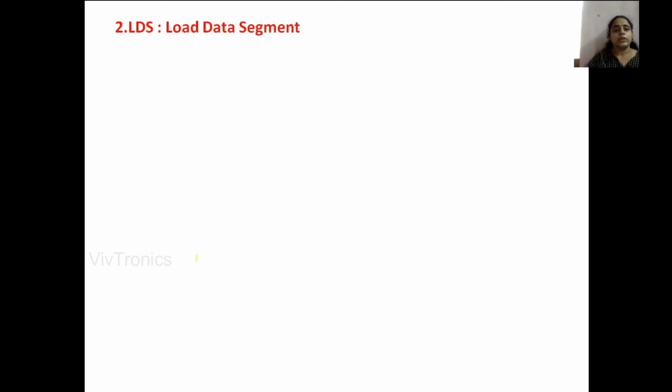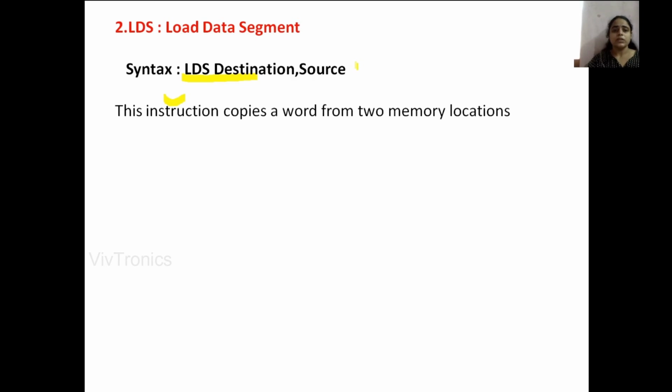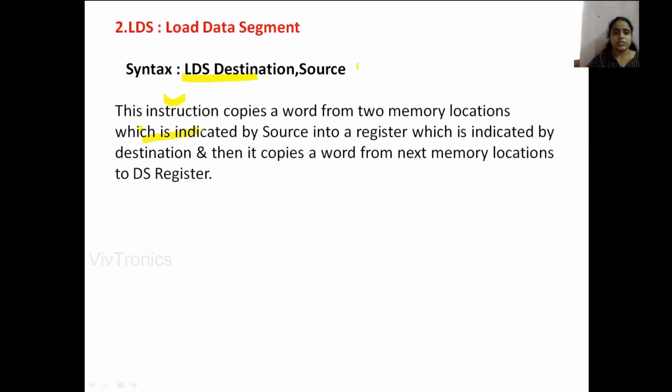Next one is load data segment, LDS. So the syntax for this is LDS destination, source. This instruction copies a word from 2 memory locations indicated by the source into the register indicated by the destination. Then it copies a word from the next memory locations to the DS register. Okay, so here we are dealing with 16-bit.